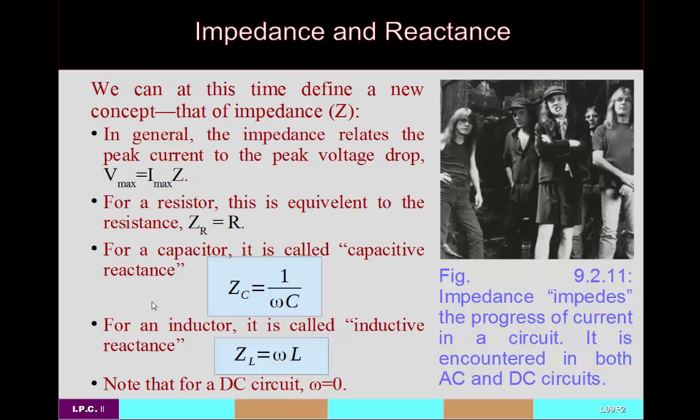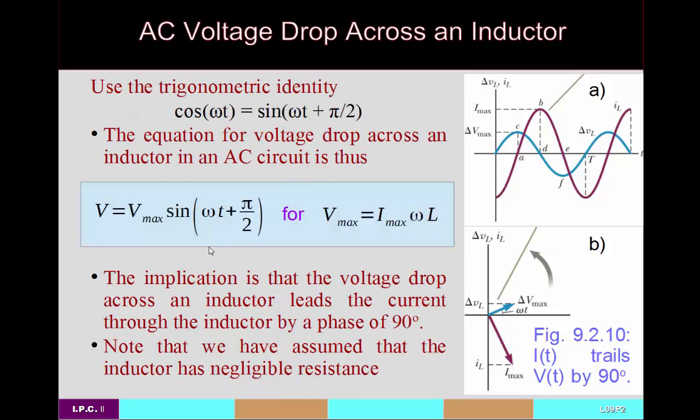And you can see that by going back and looking at those previous equations. For example, with the inductor, V is equal to Vmax sine of omega t plus pi over 2, where Vmax is I max omega L. So if Vmax is I max times Z and Vmax is I max times omega L, then Z is omega L. That is what you're multiplying the maximum current by to get the maximum voltage.